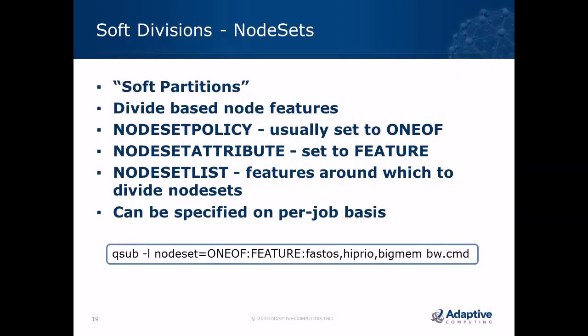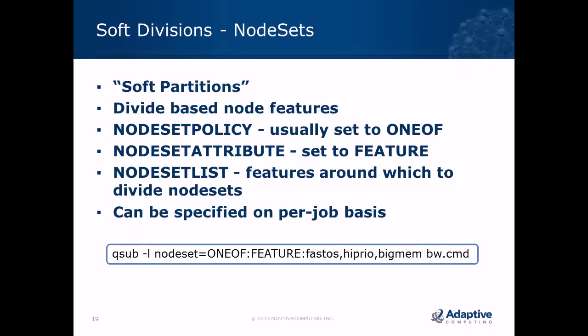So a node set is a set of nodes. That's why we call it a node set. Node sets can overlap with each other, and they are built around features. If you were to try and visualize your cluster and put a tag on all the nodes that have corresponding features, then that becomes your node sets on the system. And now you can tell Moab to schedule using these sets of nodes.